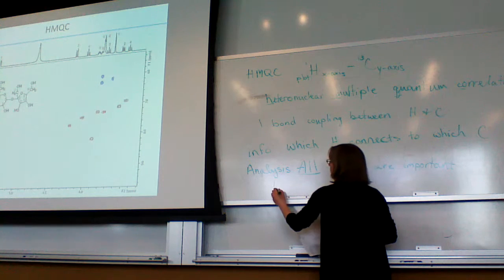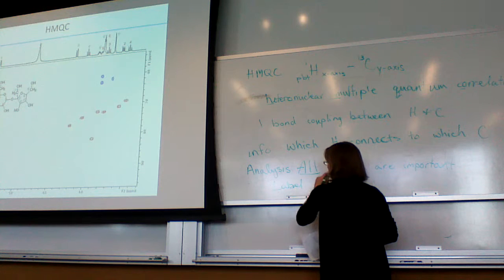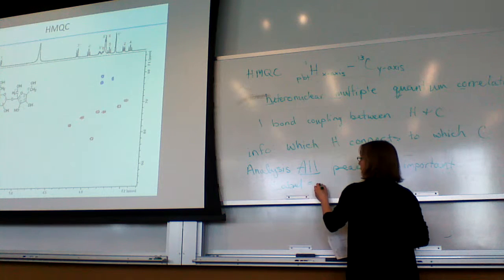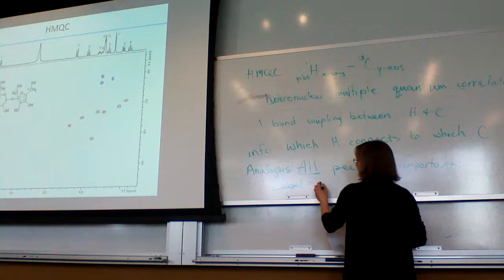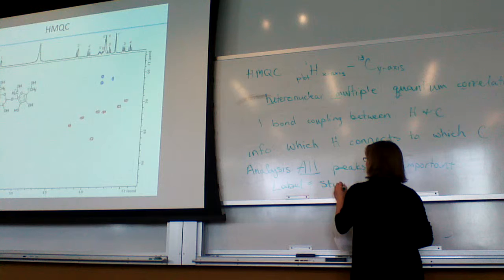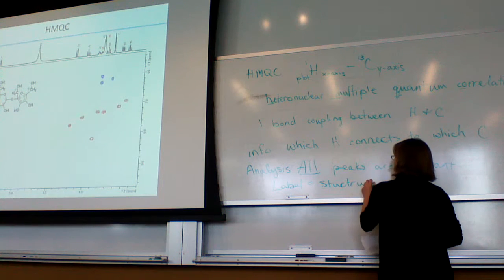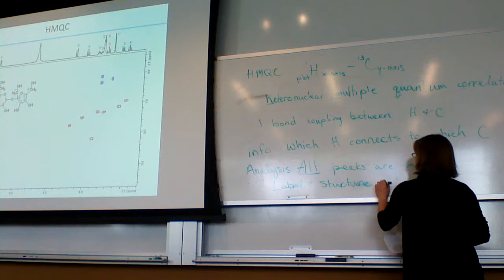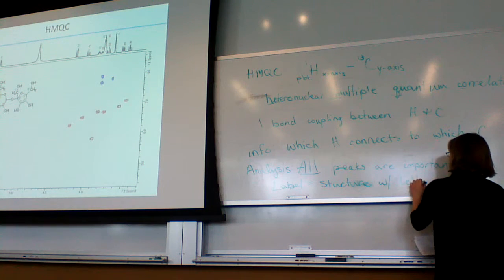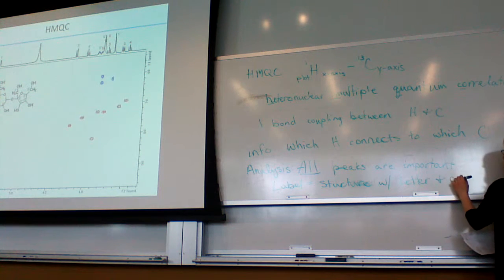So then when you label it, you can just label the letter or number that corresponds to each one. So if you label the structure with a letter, and the cross peak with the same letter.